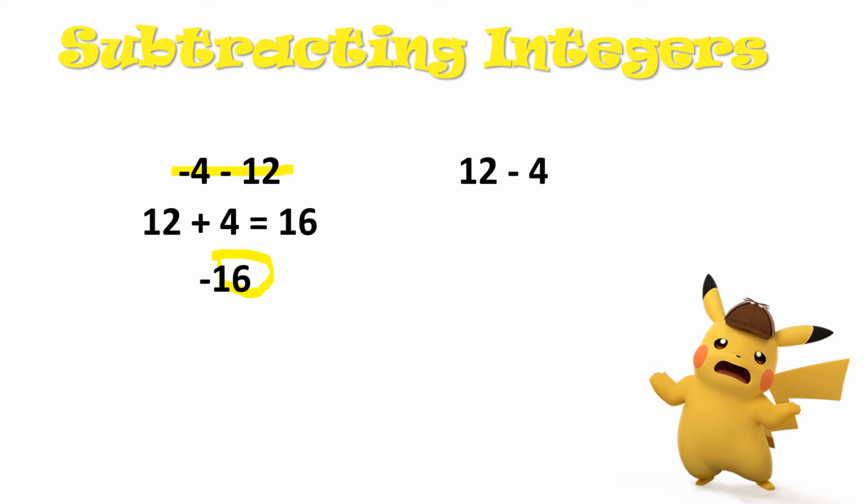12 minus 4. In this situation, this should just look like a normal subtraction problem to you, but it is also a subtracting integers problem. I just didn't want you to forget. 12 minus 4 is just 12 minus 4, which is simply 8. They have different signs in front of them. The 12 is really a plus 12, so different signs means you're going to subtract, and then keep the sign of the bigger number, which in this case is 12.